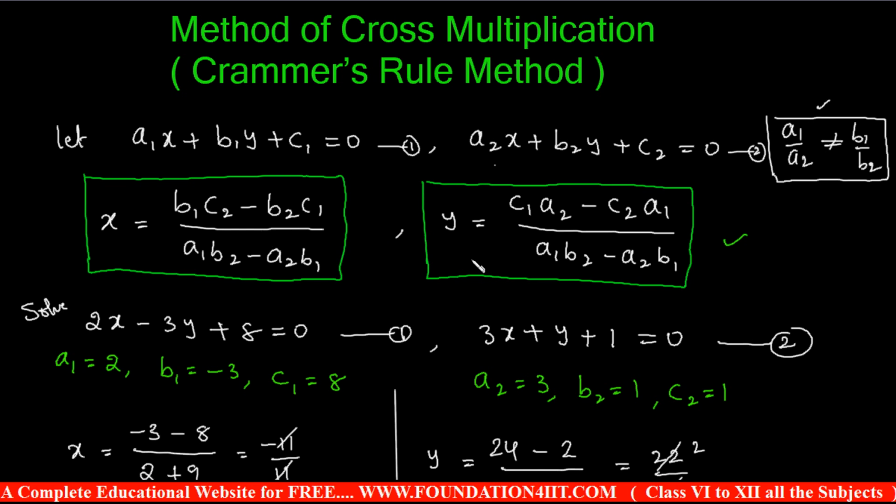So in Cramer's rule method, there is no need of elimination, no need of substitution. Directly by keeping the coefficient values in the formula, you will get the answers. Okay, this is one of the methods. Next, let us see the graphical method also. The same system of linear equations. How to find the solution by graph, using graph paper.